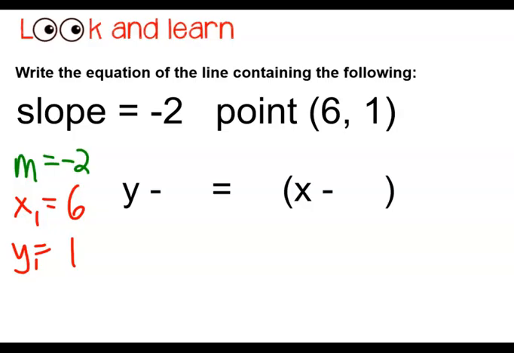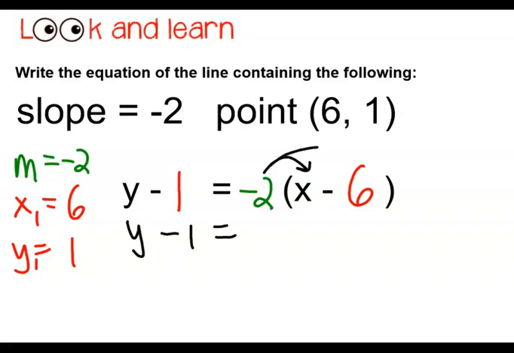So the first one was y1, which is this value. The second empty space was m, or the slope, which is -2. And the third position was the x-coordinate. X sub 1 is 6. Now that we've erased and replaced all of the given information, we can simplify this formula by distributing -2 to clear the parentheses, giving us -2x, and watch the signs here, plus 12.